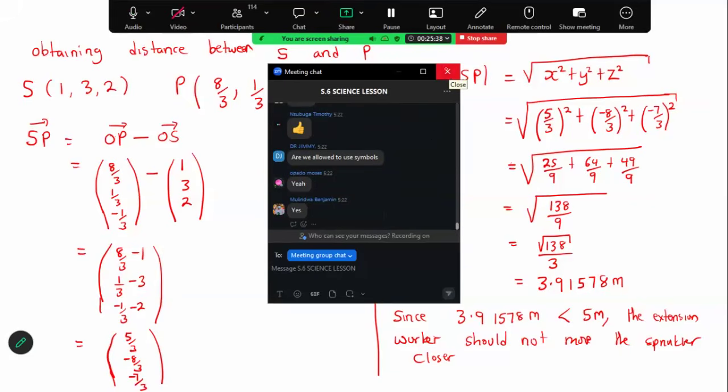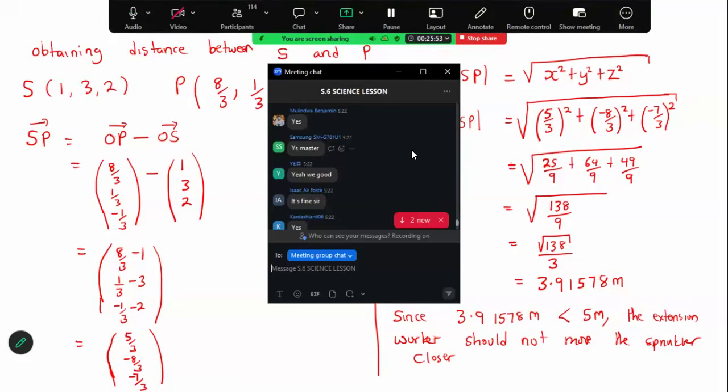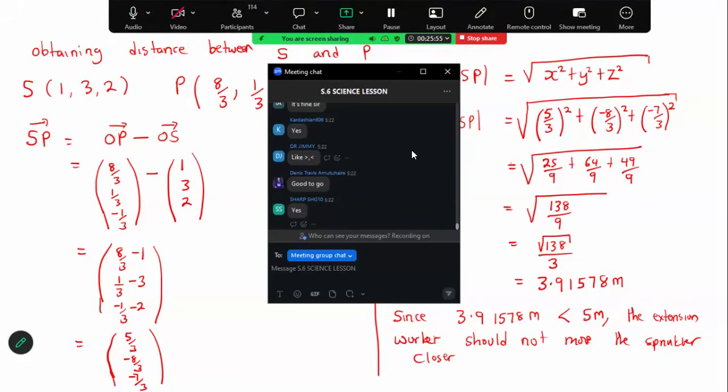Are we allowed to use symbols? Use symbols after you have defined them. That's why here I've said distance, SP. So that's when I can go on and use it. Less than and greater than are mathematical symbols that are well known, so that one is very okay. But if you want, you could also write it out.